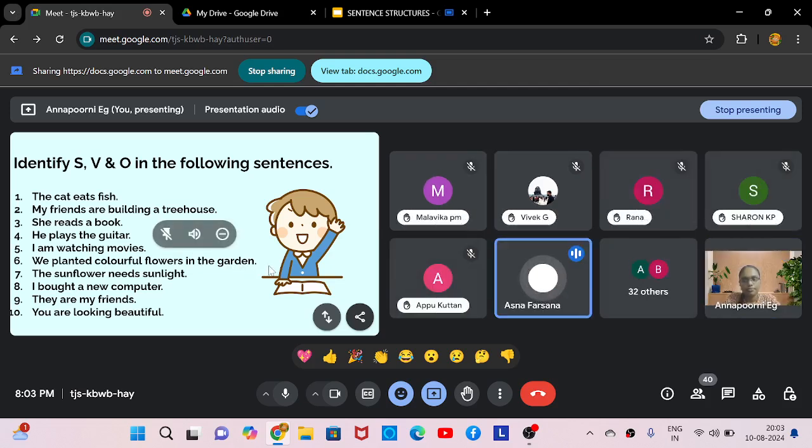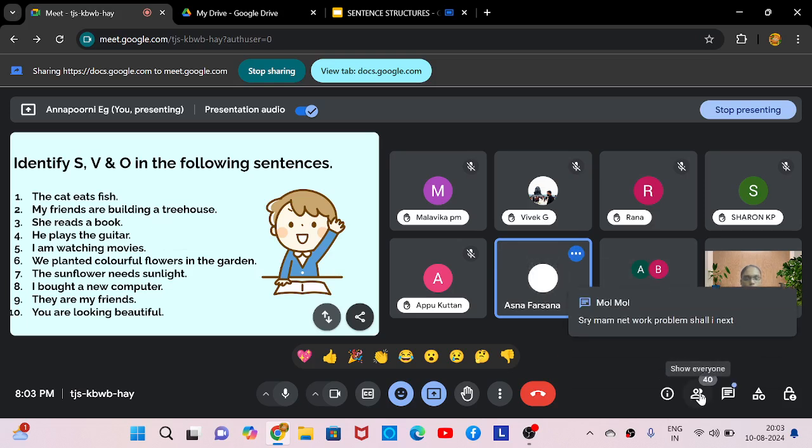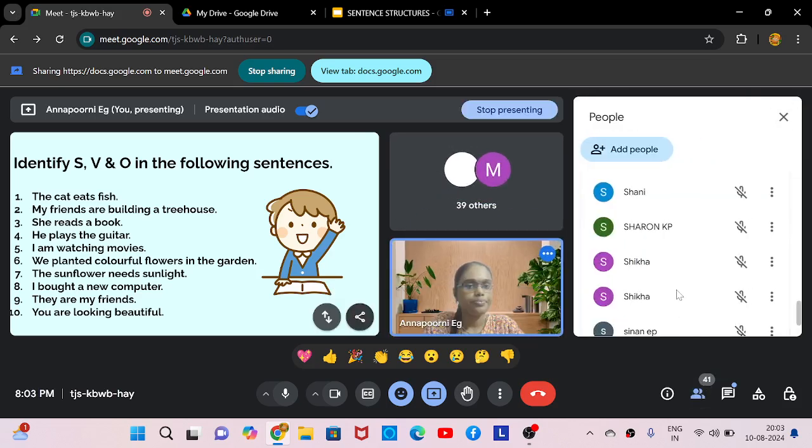He plays the guitar. Subject, he. Verb, plays. Object, the guitar. Very good. Okay. Next one, who can read? Yes, Asna, you can read the next one also, the fifth one.